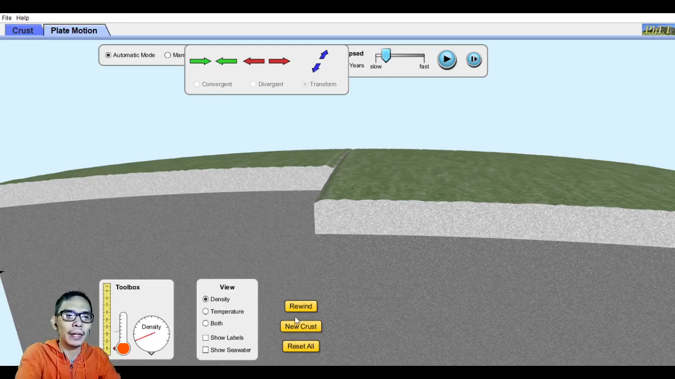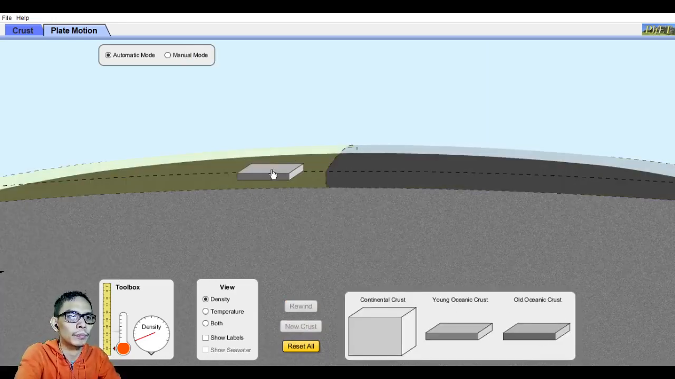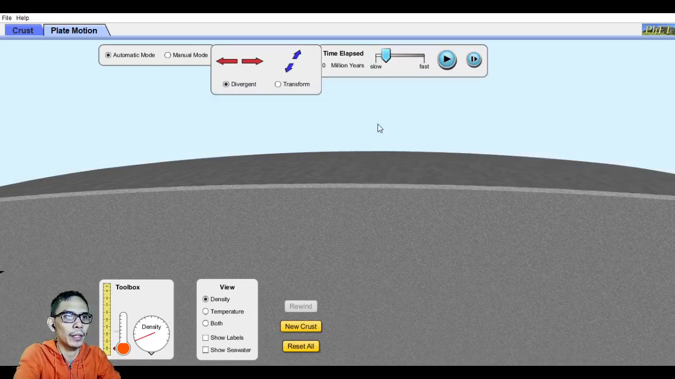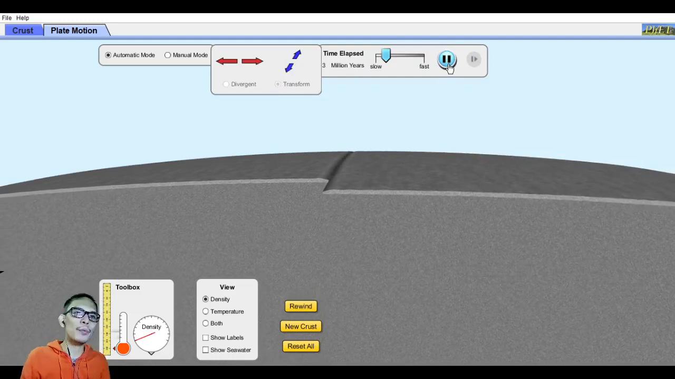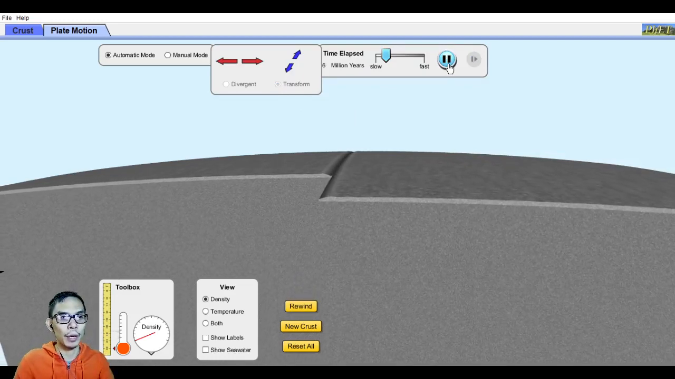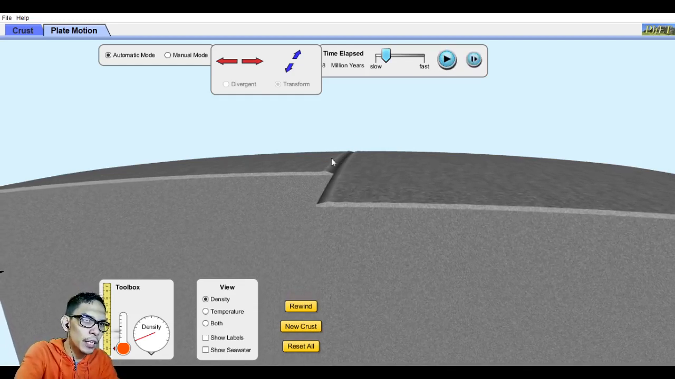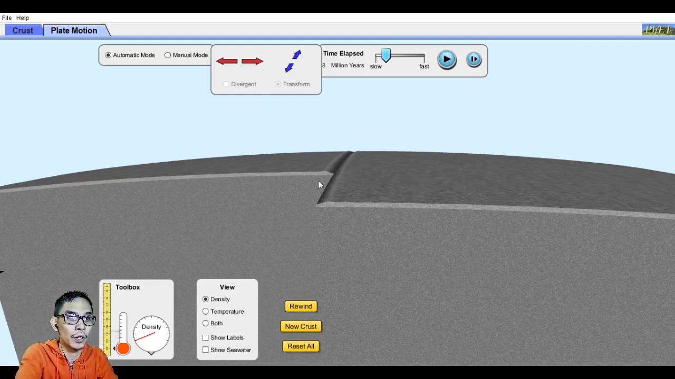Now, what does it look like in the oceanic crust? Let's have the transform. This is how it looks, the same way as with the continental crust. We can see there are a lot of materials, a lot of rocks, being grinded over here as the two plates slide past each other. There are no new materials brought upward, and no materials being destroyed in this particular plate boundary.